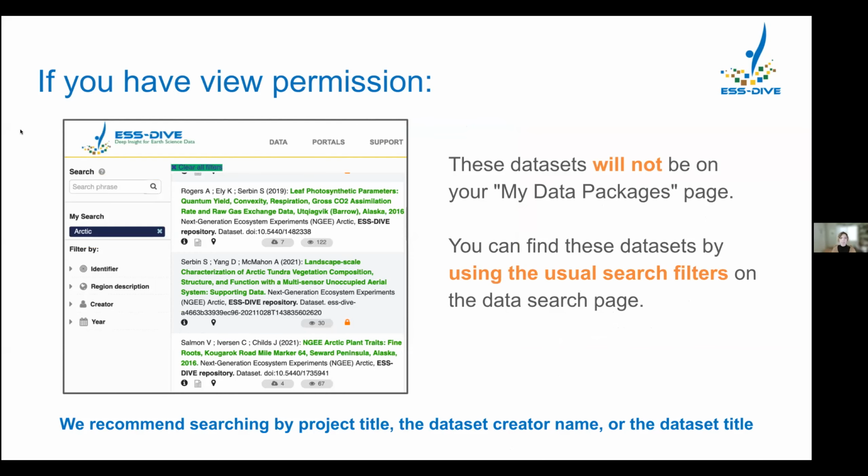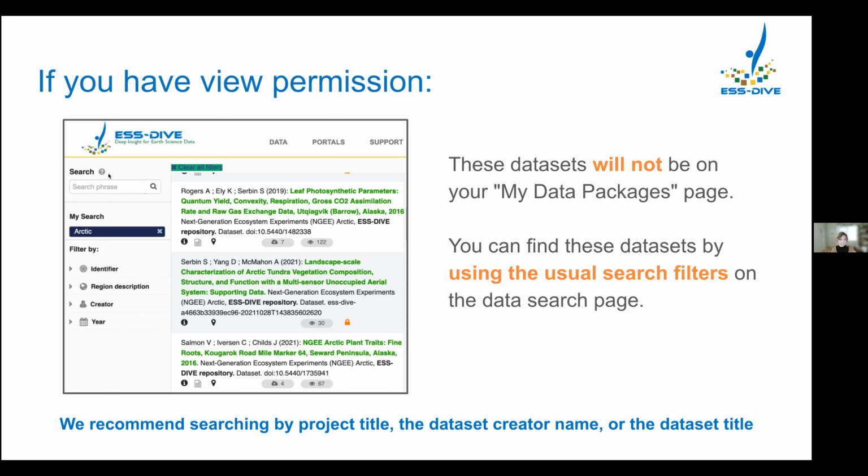If you have view permission and you select the My Data Packages filter, you will not be able to see the data sets that you have view permission for. This is because when you receive view permission, it's not considered your data package. You can't collaborate on it since you are only able to review it. So if you select that, you'll be filtering out the data packages you can only view. Our recommendation is to not select that, and just to open the data search page and use the usual search filters to find data packages that you can view.